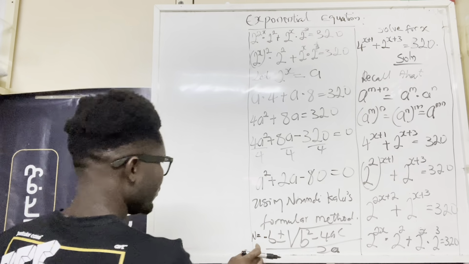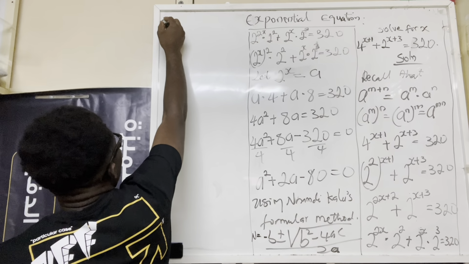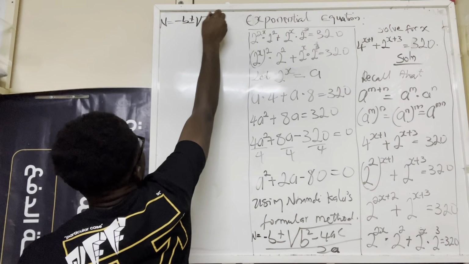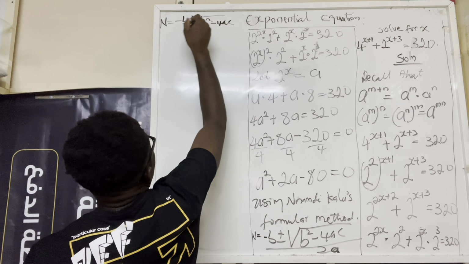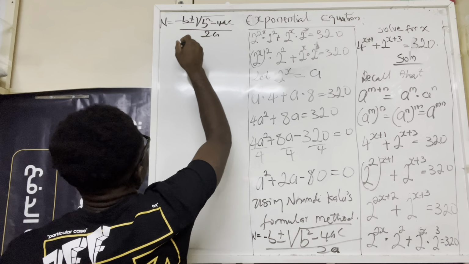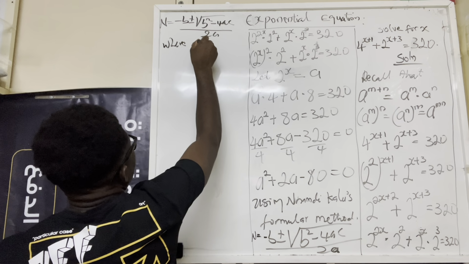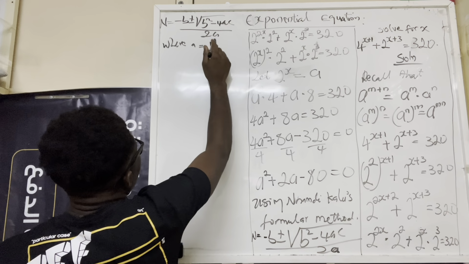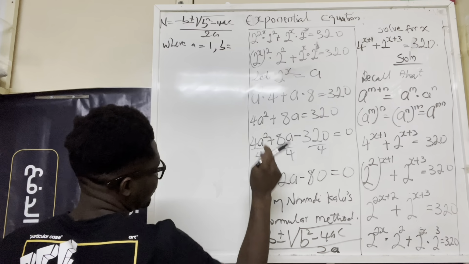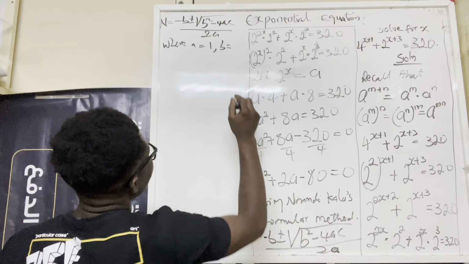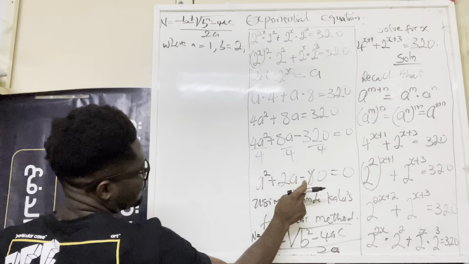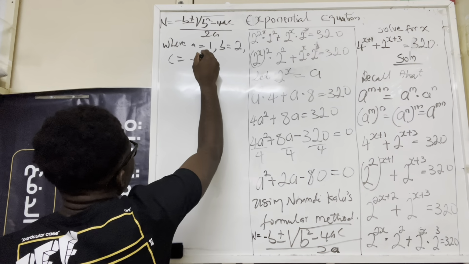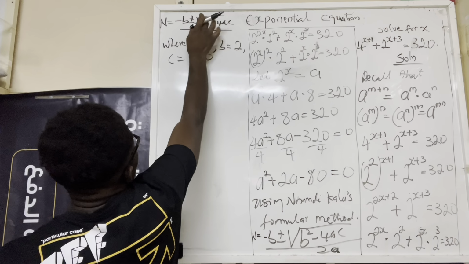So from here, using the quadratic formula method, which is x equals minus B plus or minus the square root of B squared minus 4AC all over 2A, where A is equal to the coefficient of A squared here, which is 1, and B is equal to the coefficient of 2A here, which is 2, and C is the constant, which is minus 80. So we are going to use these values to substitute in this formula.